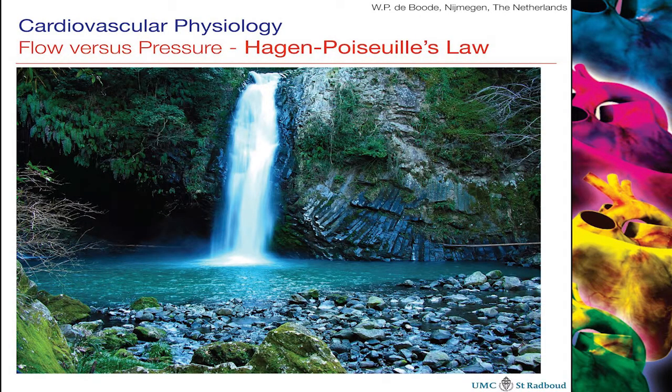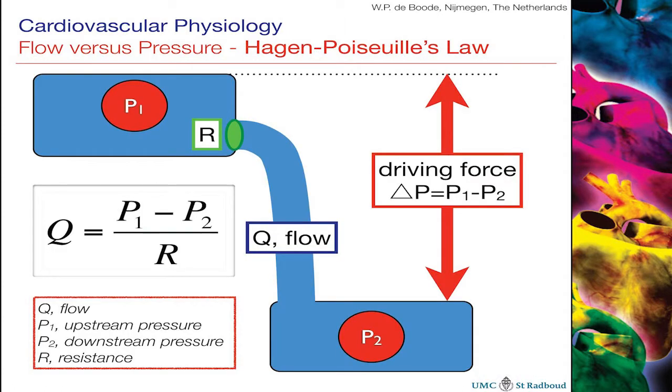What makes the blood flow? It's like a waterfall. And what you need is a pressure difference. It's the driving force. There's an upstream pressure, a downstream pressure, and the difference between those two is the driving force. And flow is determined by the driving force divided by the resistance. The greater the resistance, the lower the flow will be. It's often referred to as Ohm's law, but Ohm's law is for the electronic circuit, and when you apply it to fluids, it's called the Hagen-Poiseuille law.